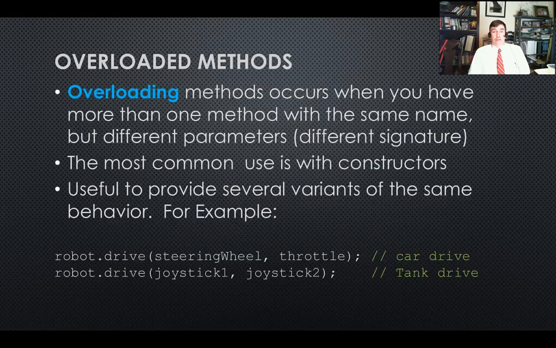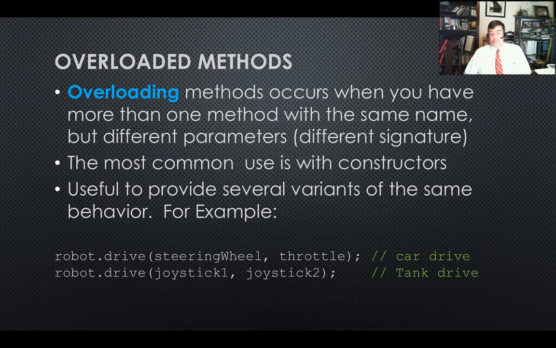So I said overloading in this last slide. Overloading occurs when you have more than one method with the same name but a different signature. The signature is the name plus the parameter types. So if it has a different signature, that means it must have different parameter types. It's most commonly used with constructors. So you might have a default constructor that initializes everything to 0, and you might have an overloaded constructor that initializes values to something else. It's useful to provide several variants of the same behavior.